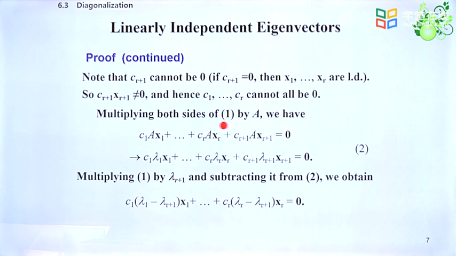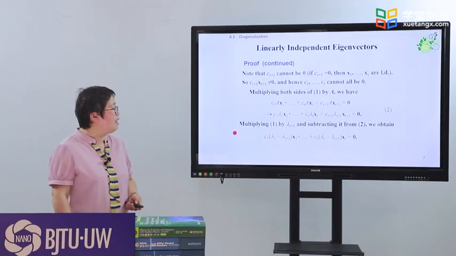Multiplying both sides of 1 by A, we have c1 times A times x1 plus till plus cr times A times xr plus cr plus 1 times A times xr plus 1 equals 0. And because Ax1 equals lambda 1 x1, because x1 is the eigenvector corresponding to the eigenvalue lambda 1, and also Axr equals lambda r times xr, and Axr plus 1 equals lambda r plus 1 times xr plus 1.